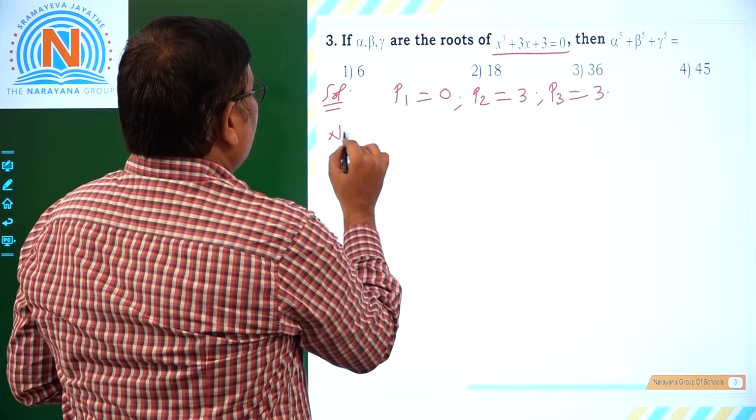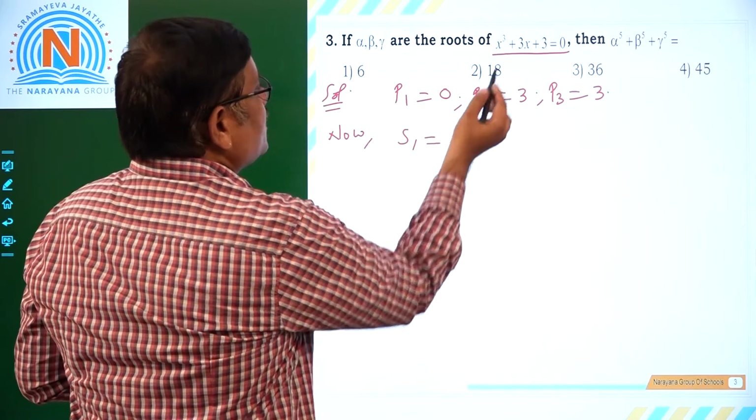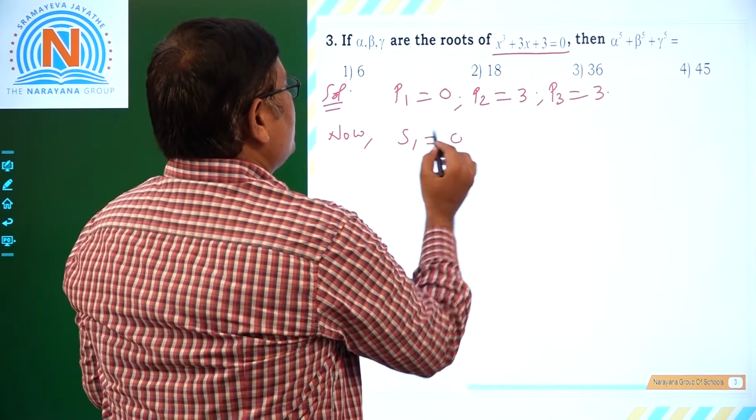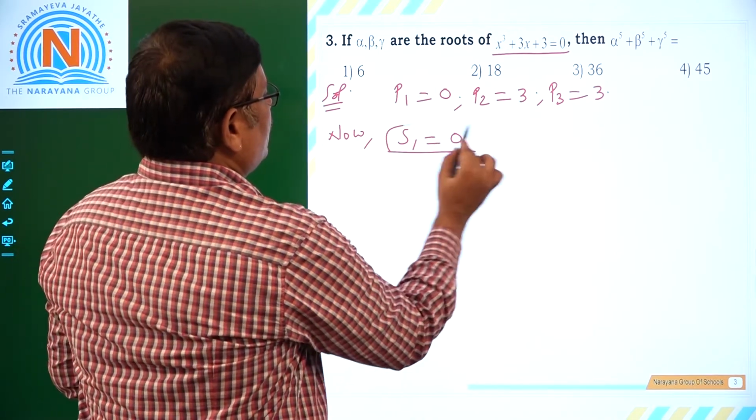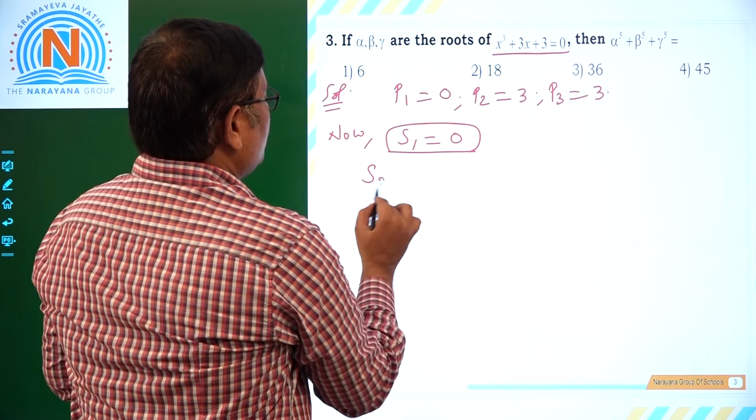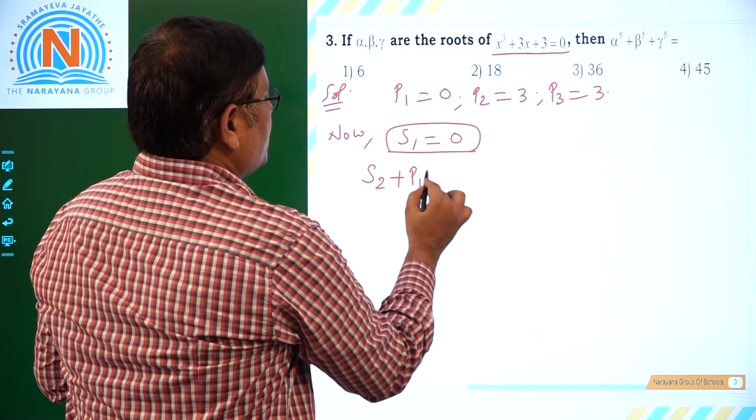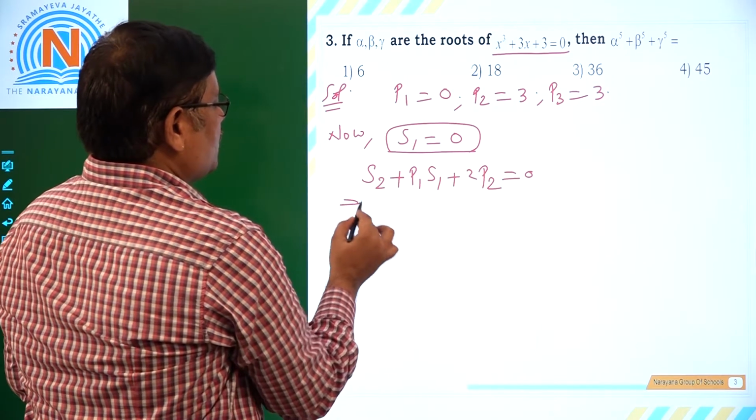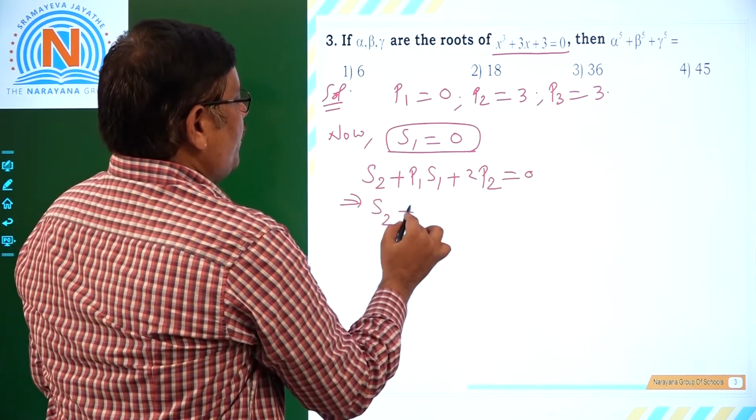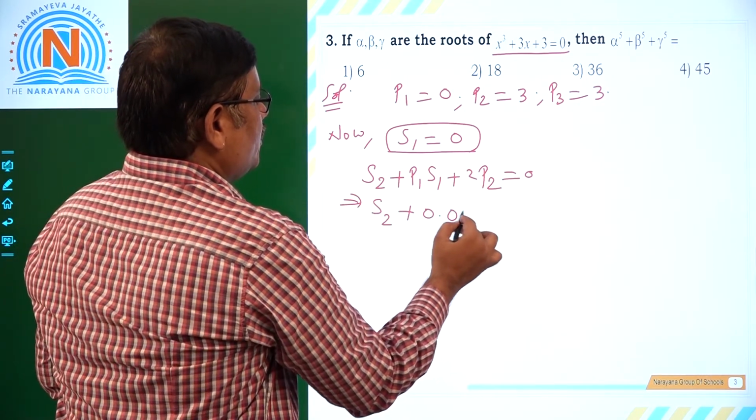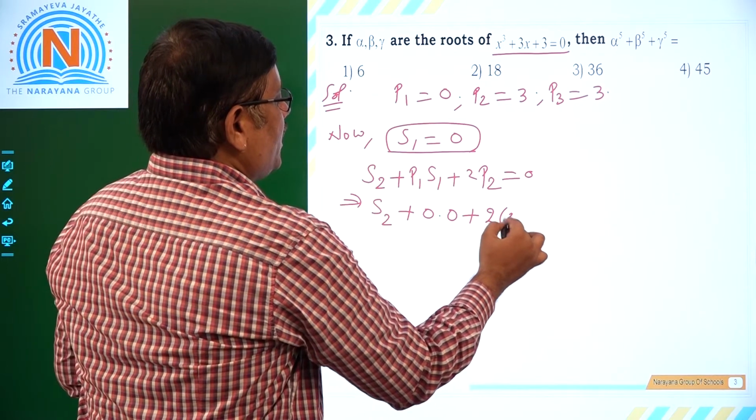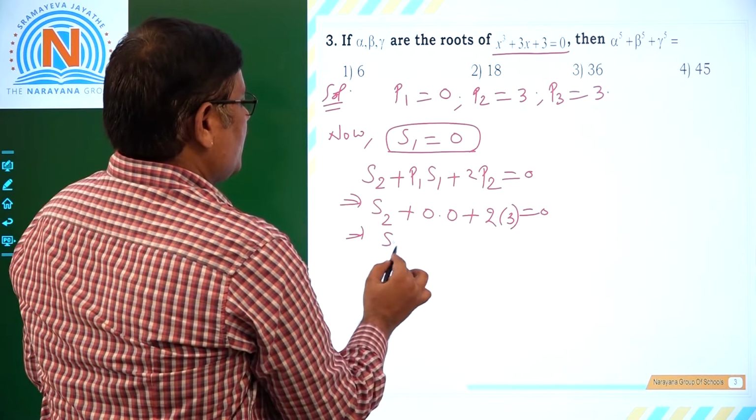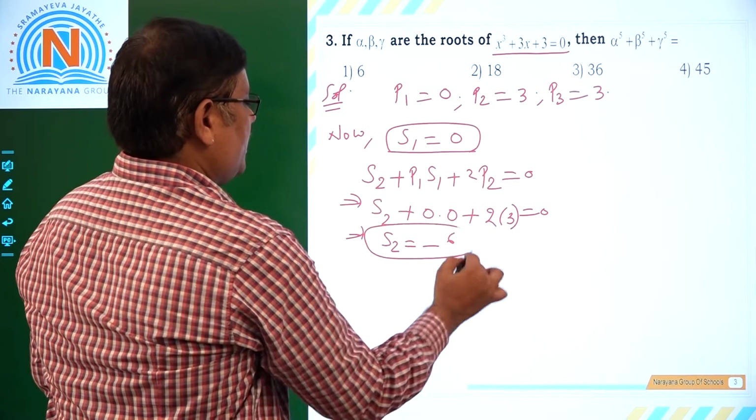Now, what is S1? S1 is minus x square coefficient by x cube coefficient, that is of course 0. S1 is 0. Now, S2 plus P1 into S1 plus 2P2 is 0, that is the next relation, we have to find out S2. So S2 plus P1 is 0 of course, 0 into 0, plus 2 into P2, that is 3, that gives you S2 as minus 6.